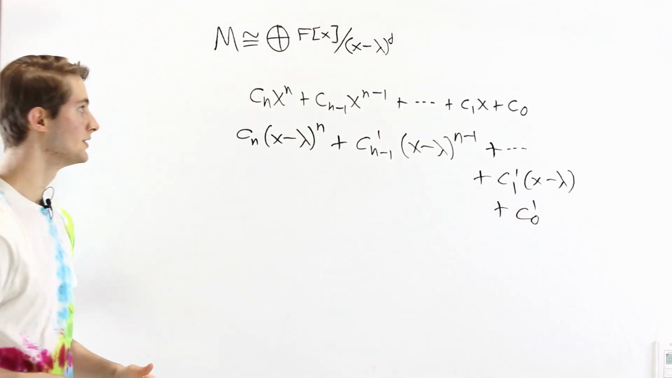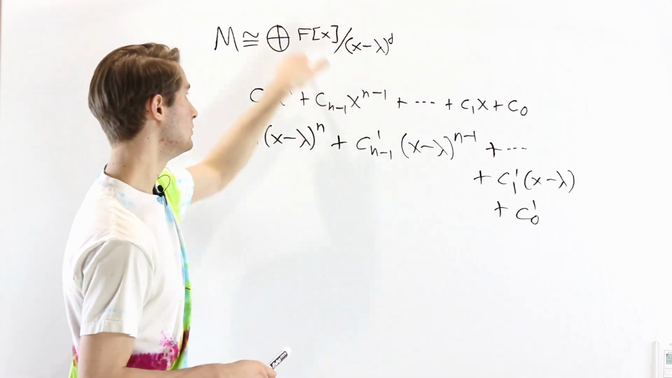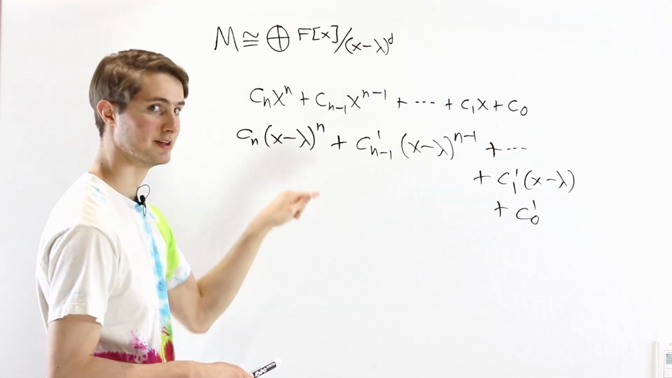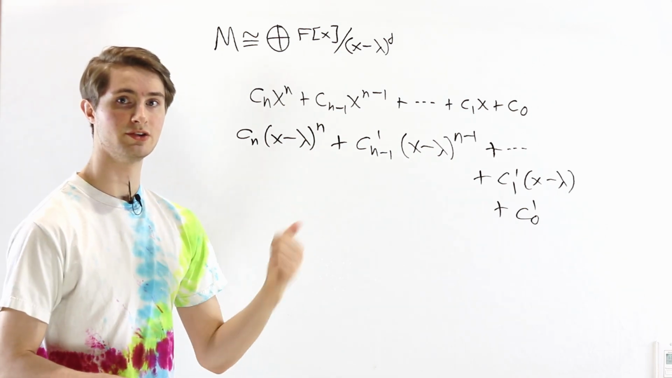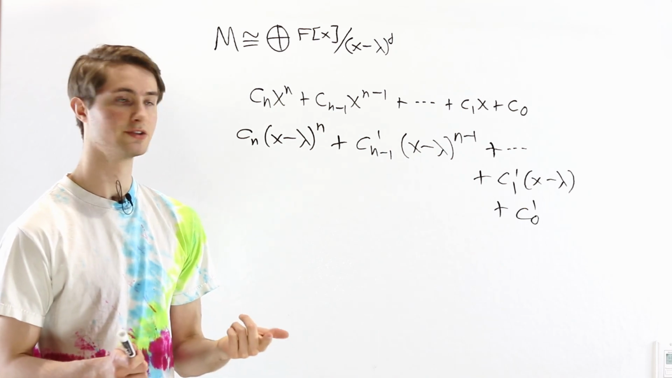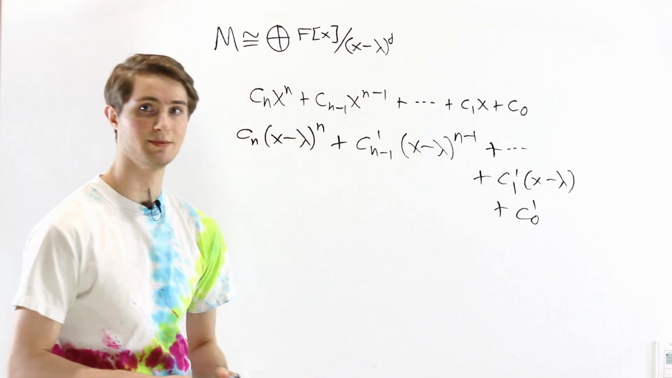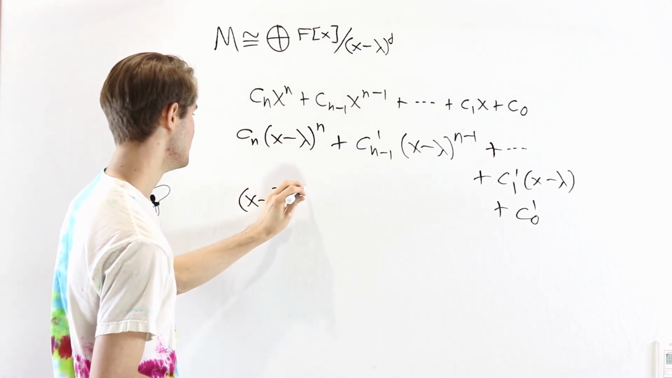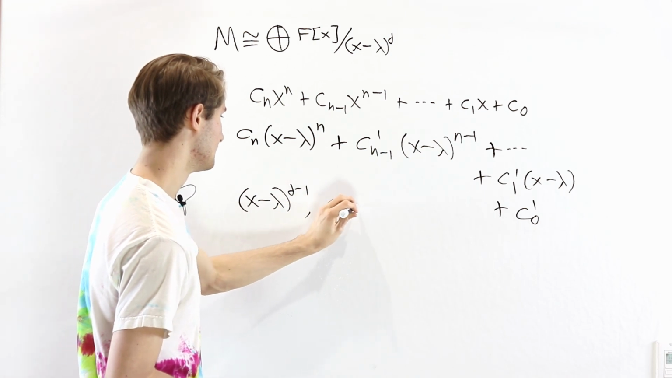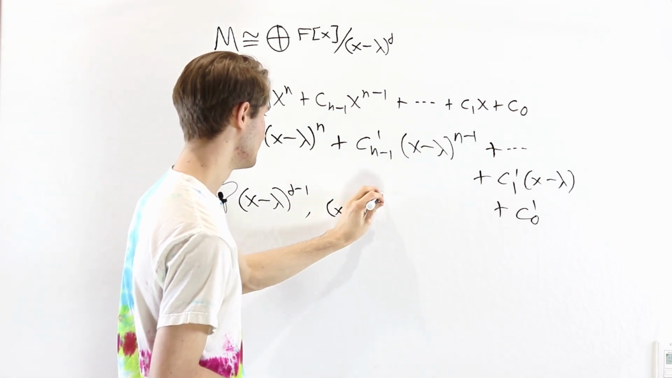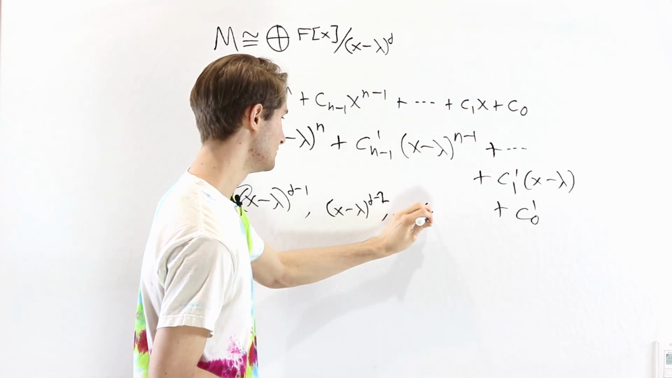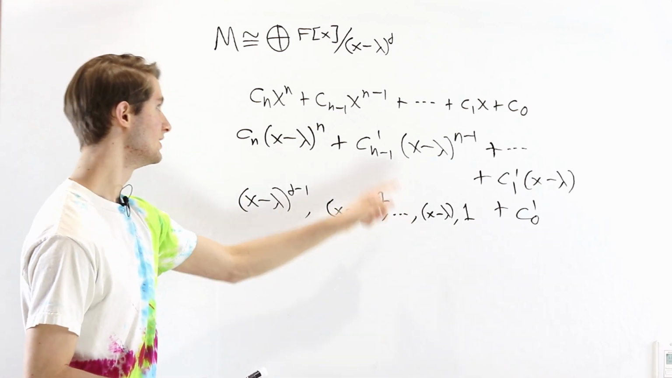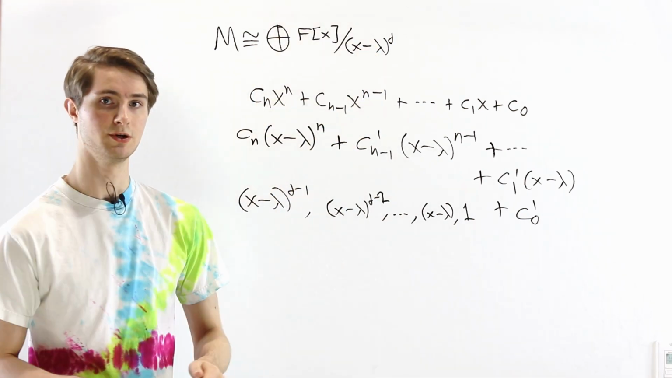So what we've just shown is that we can write every polynomial in here as constants times powers of x minus lambda. And because we know we can do this, we're going to choose a new basis. For each polynomial (x minus lambda)^d, we're going to pick the basis vectors (x minus lambda)^(d-1), (x minus lambda)^(d-2), and so on, down to x minus lambda and then 1. And this will also give us a basis for all possible polynomials.